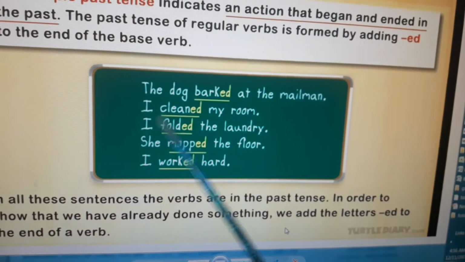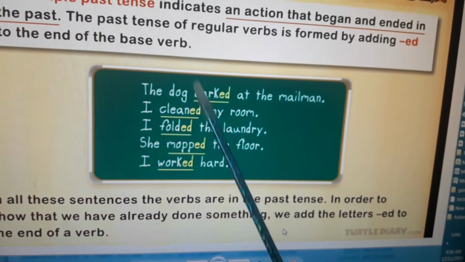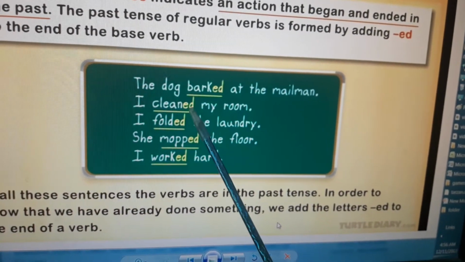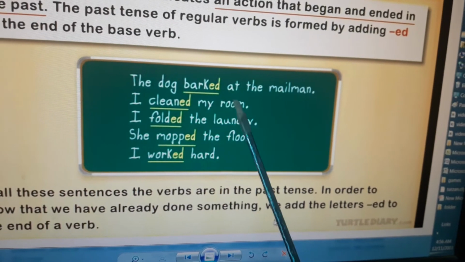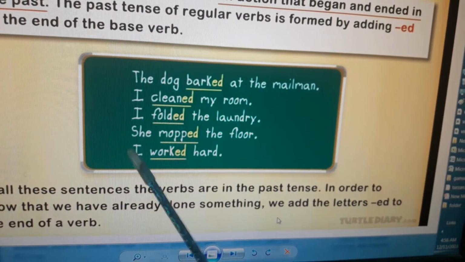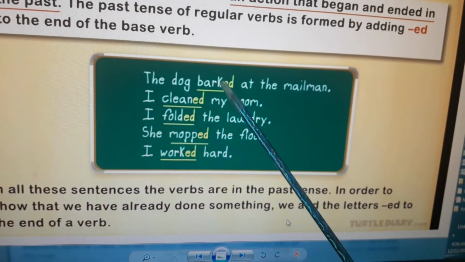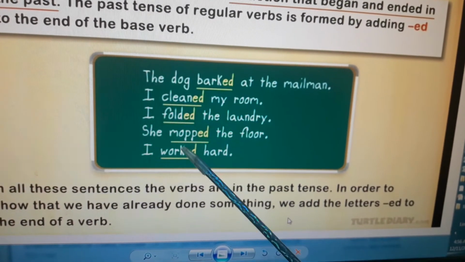And the second one is: I cleaned my room. Here again I add ed in the end of clean, so this is the second form of the verb. So: I cleaned my room, I folded the laundry, she mopped the floor and I worked hard. All these underlined verbs are in the second form of the verb.